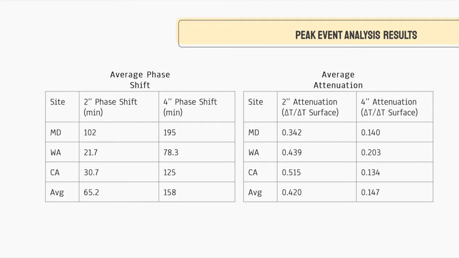As expected, less heat reached the 4-inch sensors than the 2-inch sensors across all sites. Interestingly, on average, at 2 inches, the temperatures were reduced by little more than half, but at 4 inches, the temperatures were reduced by more than a sixth, indicating that attenuation increased non-linearly with depth.